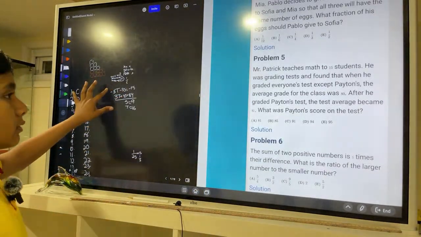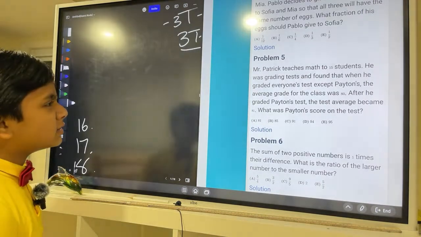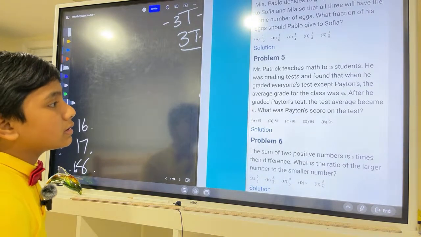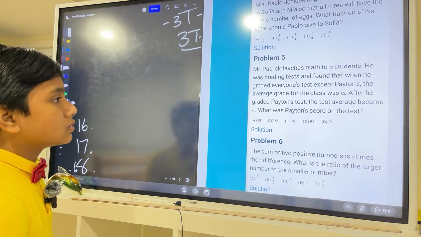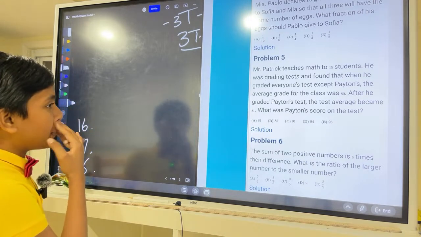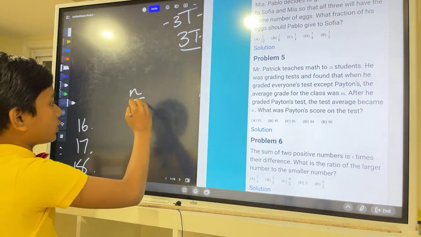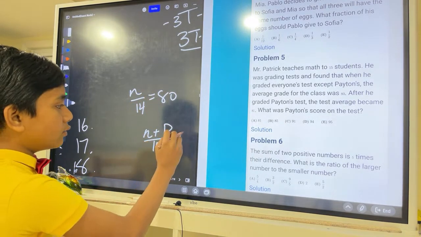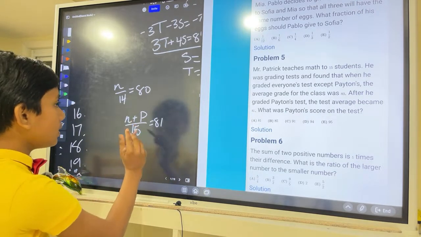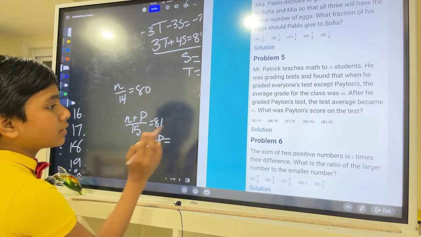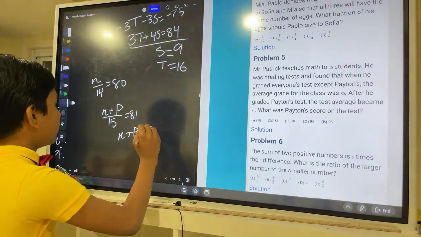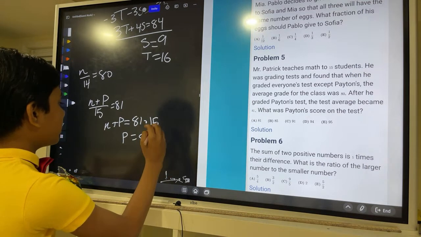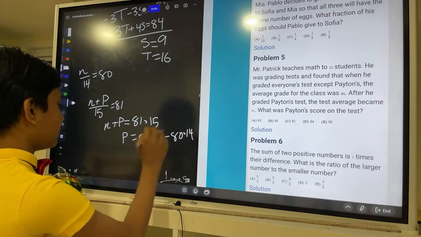Okay. So Mr. Patrick teaches math to 15 students. He was grading tests and finished when he graded everyone's test except Peyton's. The average grade for the class was 80. So let's say the sum of everyone else's scores was N. So N over 14 is 80. And then N plus Peyton's score over 15 is 81. And Peyton's score has to be an integer, I'm pretty sure. Yeah. So 81 times 15. So his score is 81 times 15 minus 80 times 14.